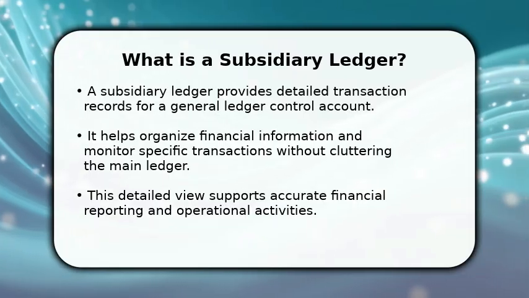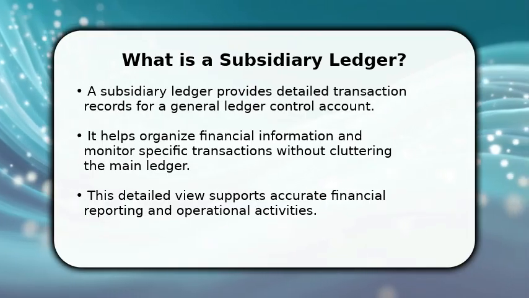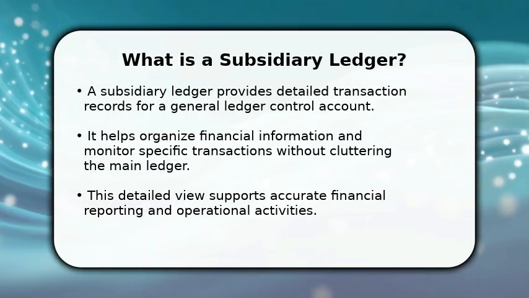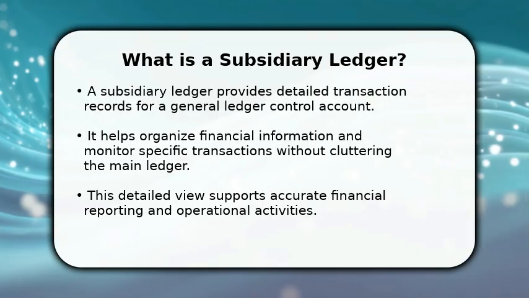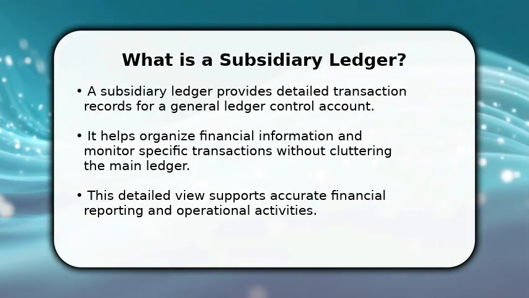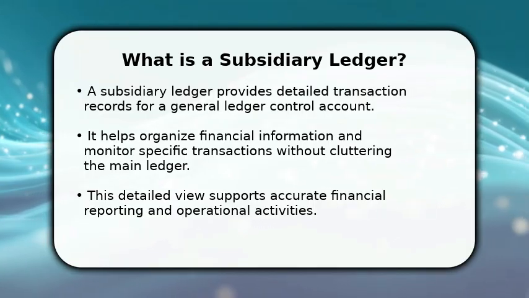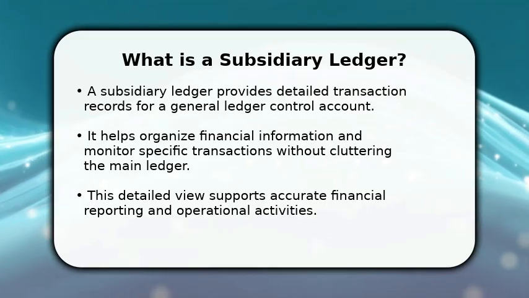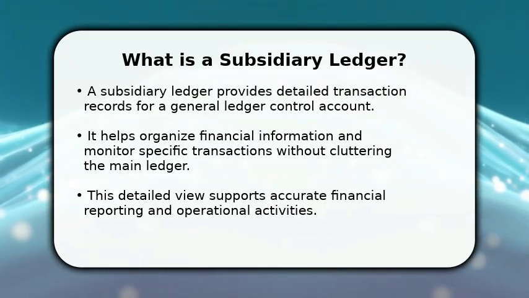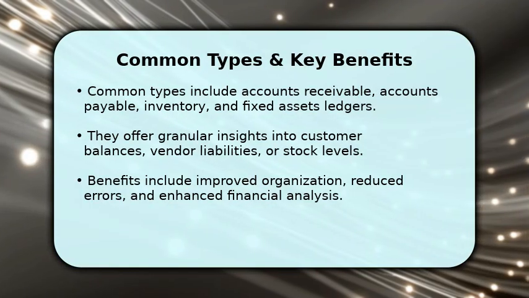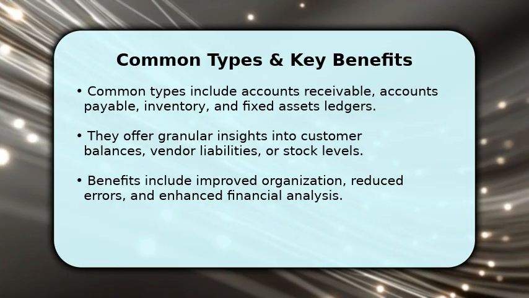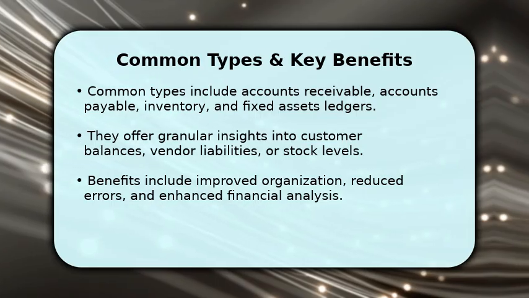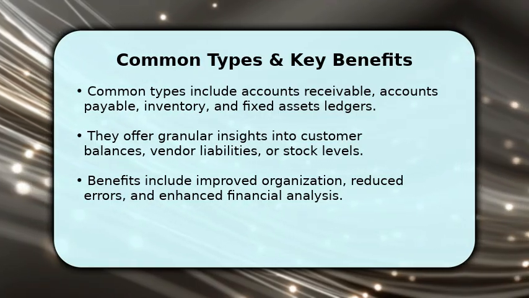In this video, I will explain how to make a subsidiary ledger. A subsidiary ledger is a detailed accounting record that supports and breaks down the summary amounts shown in a general ledger account. Its primary purpose is to organize important financial information and monitor individual transactions. This detailed view prevents the general ledger from becoming too cluttered, providing clarity for both high-level overviews and specific operational needs. There are several common types of subsidiary ledgers, such as those for accounts receivable, accounts payable, inventory, and fixed assets. For example, an accounts receivable ledger tracks individual customer balances.